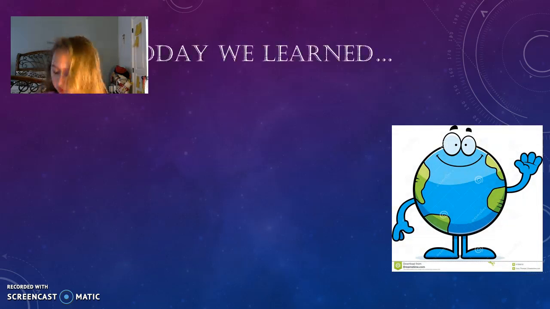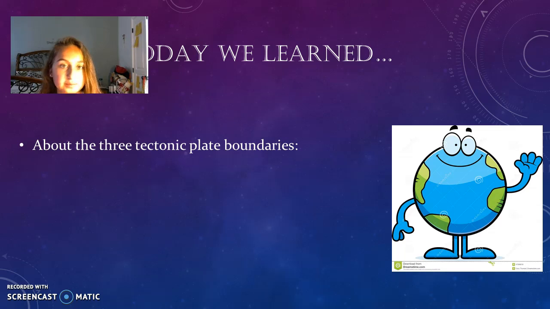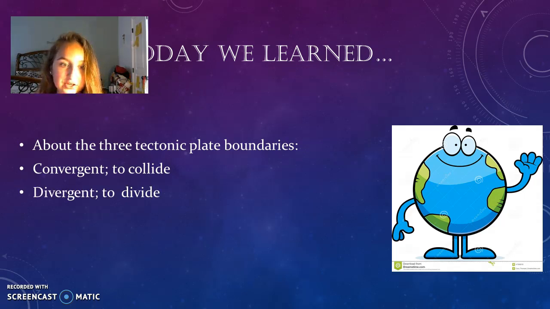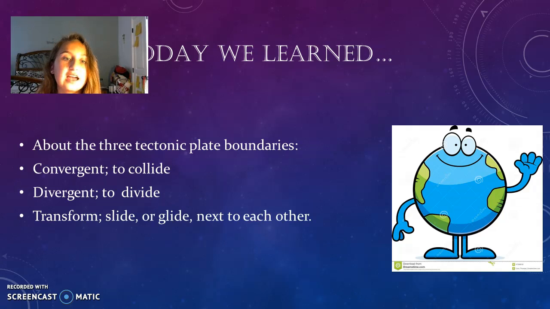Today we learned about the three tectonic plate boundaries and what they create. We learned about convergent, which is to collide, divergent, which divides, and transform, which you can either slide or glide next to each other. And you learned what each different one creates.